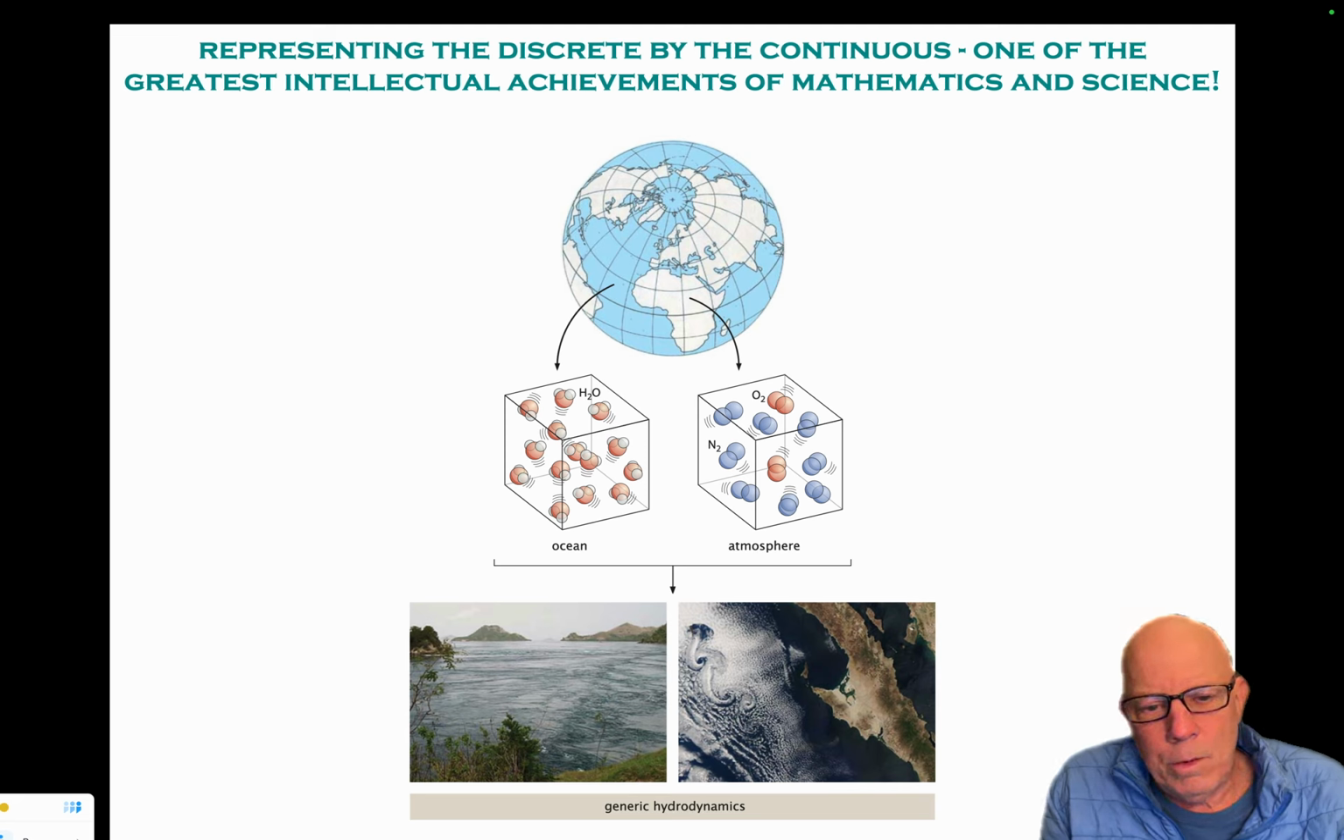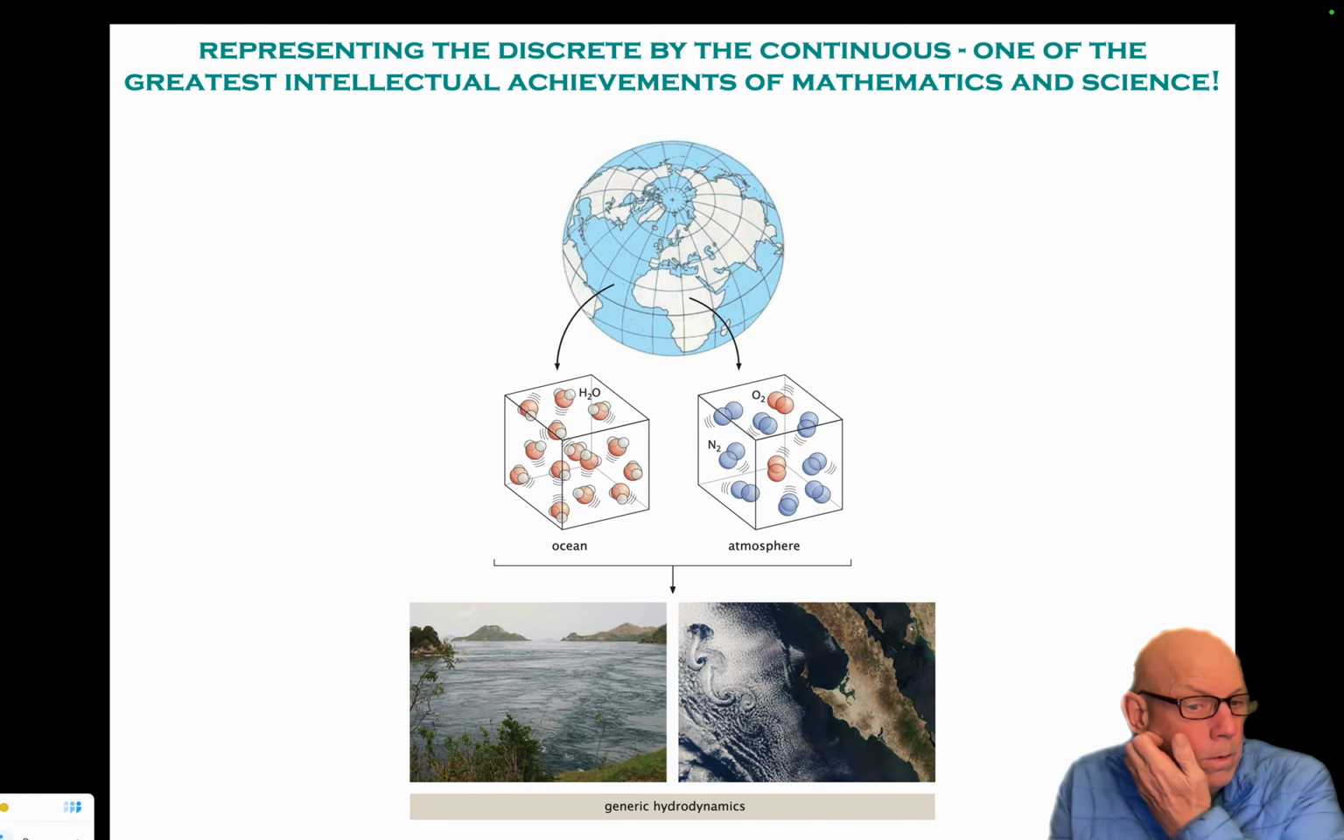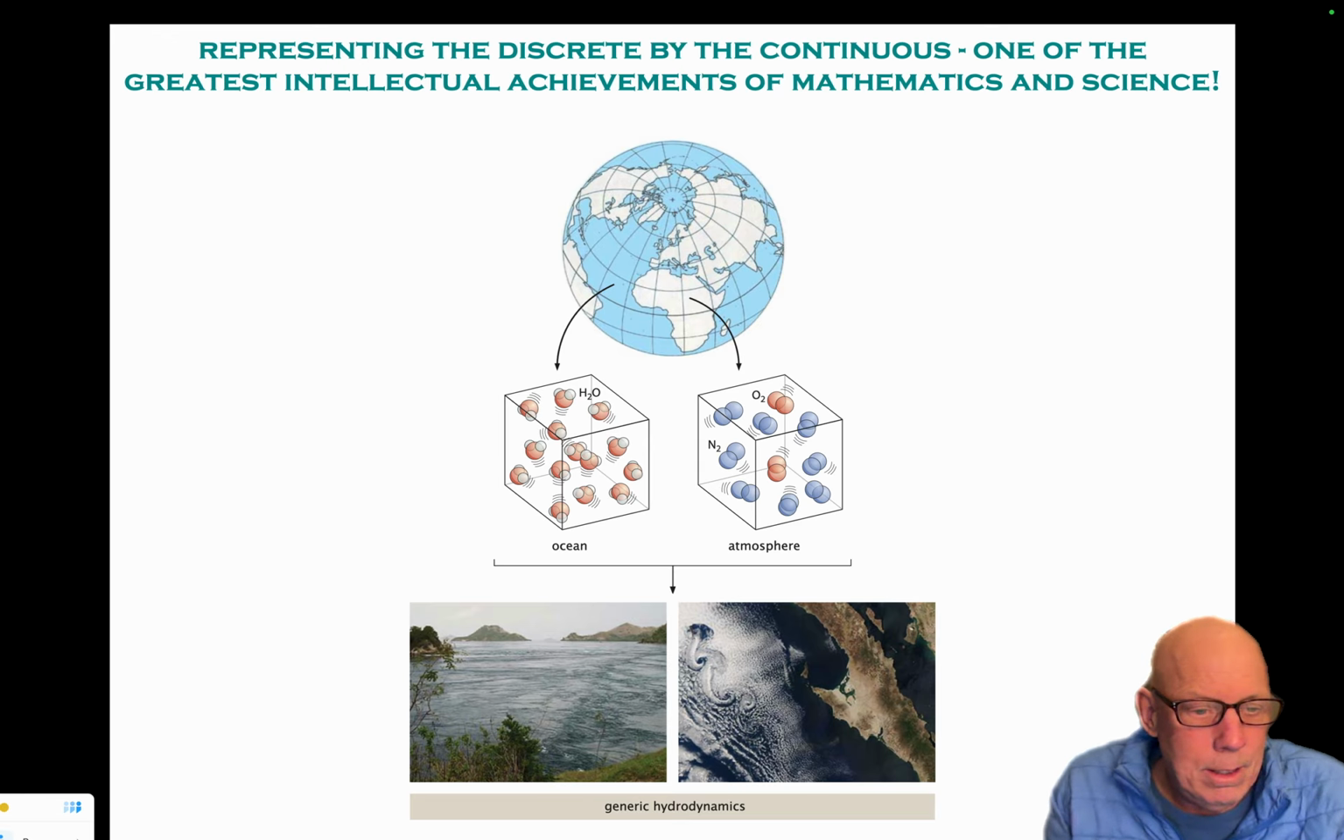So here on the lower left, you see patterns of currents in the ocean, and we know that the ocean's made up of H2O molecules, but I can suppress that and represent it by this continuous field of density and velocity. On the lower right, that's Baja California, and you see vortices being shed off of an island due to a southerly flow of wind, and the clouds basically form these patterns, and so the atmosphere is also a collection of molecules, O2 and N2, but once again, I can treat it as two fields, density and velocity.